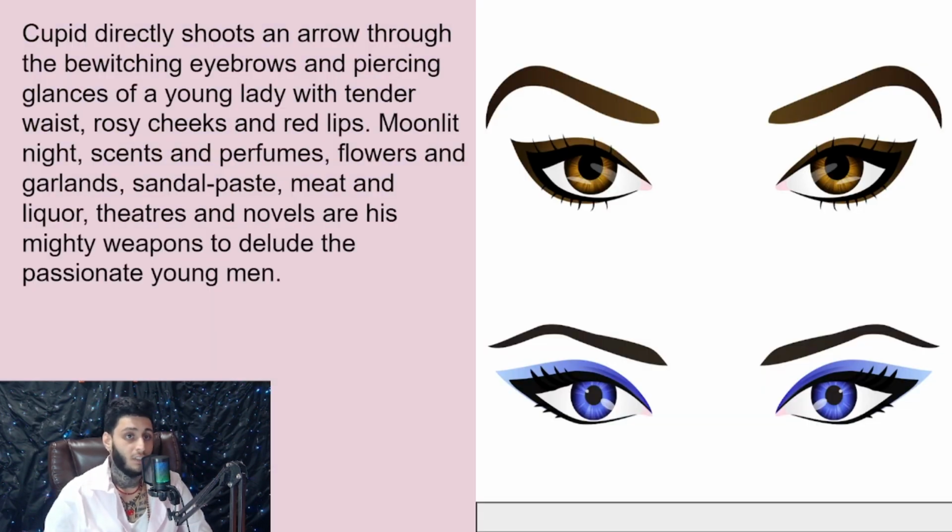Cupid directly shoots an arrow through the bewitching eyebrows and piercing glances of a young lady with tender waist, rosy cheeks, and red lips. Moonlit night, scents and perfumes, flowers and garlands, sandal paste, meat and liquor, theaters and novels are his mighty weapons to delude the passionate young men.